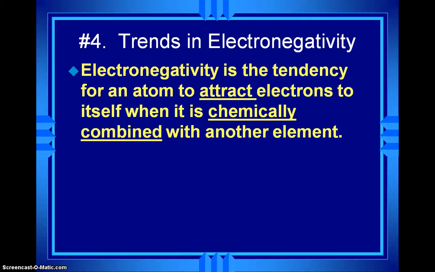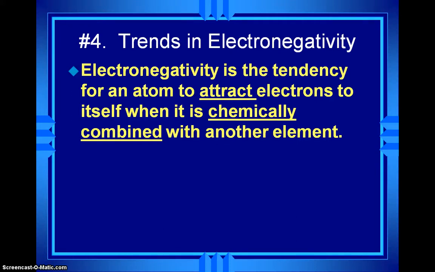Okay, so here we are at the last trend that we're going to talk about in the periodic table. It's a trend of electronegativity, and it's sort of the opposite of ionization energy. Remember that ionization energy is the amount of energy to pull an electron away from an atom. Electronegativity is the tendency for an atom to want to attract an electron to itself.